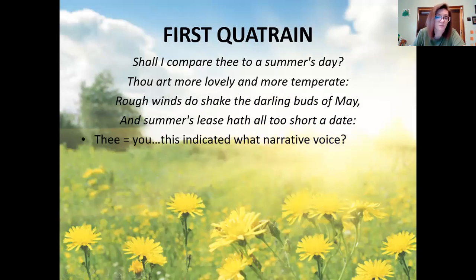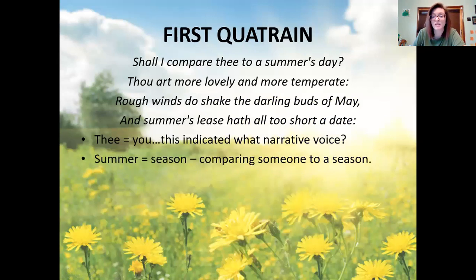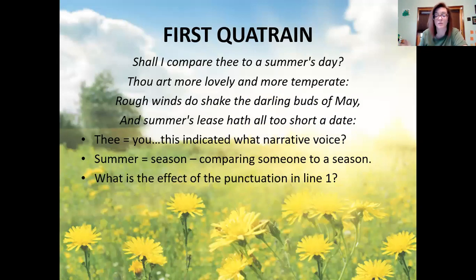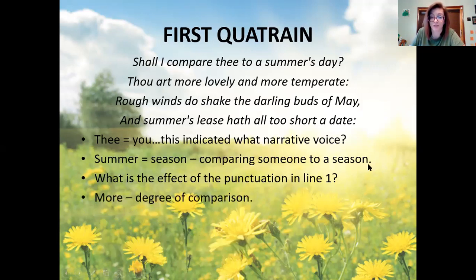So, thee means you. What narrative voice? Doesn't matter. Summer is the season, so now we're comparing a person to a season. This kind of goes into that compare and contrast essay that we just did. The punctuation in line 1 is obviously a question mark. So now he's saying, should I do this? And then he goes, yes, I should. And more, it's more temperate, it's a degree of comparison. So you are more temperate than the winds that shake the darling buds of May, meaning the flowers. And he's also saying that summer is too short.